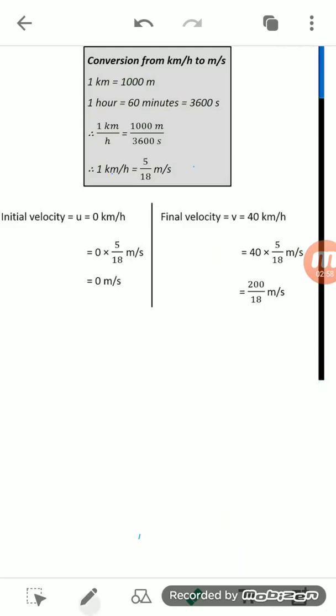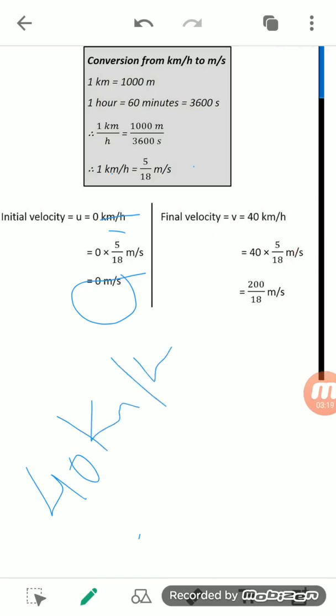So you see, the initial velocity is 0 km per hour. When we multiply 0 km per hour by 5 by 18, the value we get is 0 meter per second. In case of the final velocity, which is 40 km per hour, when we multiply 40 by 5 by 18, we get 200 by 18 meter per second. So now the initial velocity is equal to 0 and the final velocity is equal to 200 by 18 meter per second.